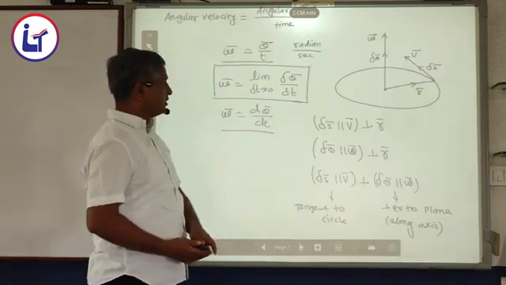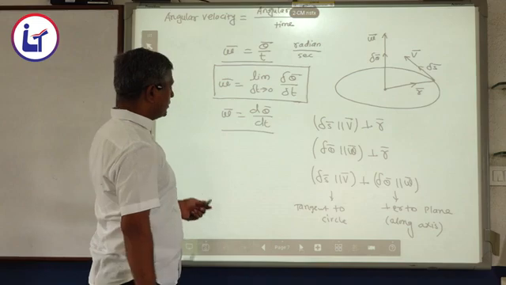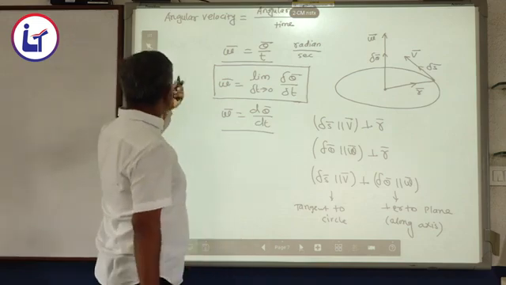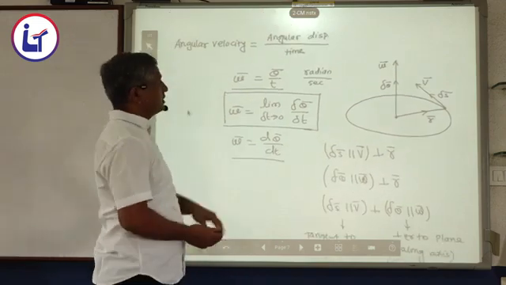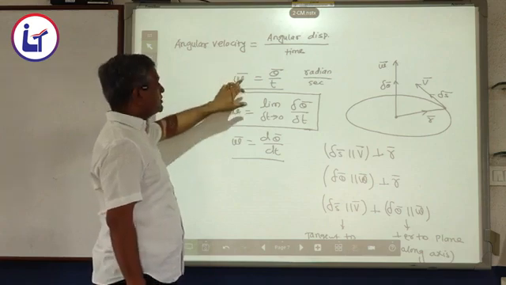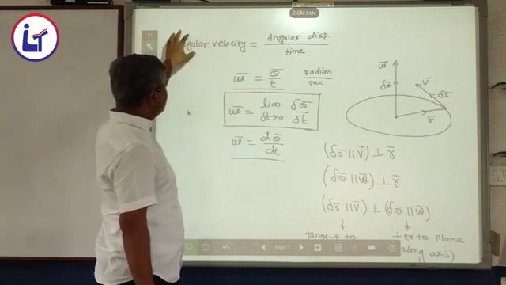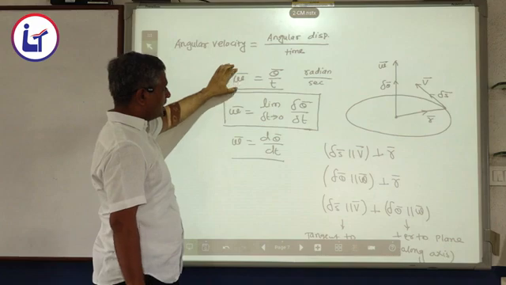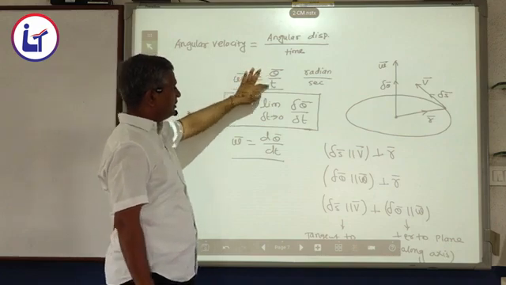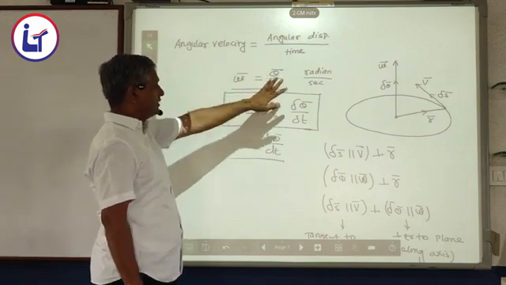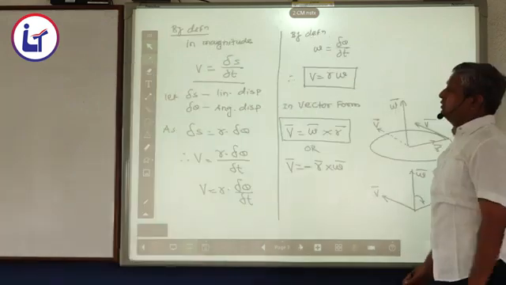First of all, about the angular velocity in detail again. So what is angular velocity? Angular velocity is nothing but angular displacement per unit time. Angular velocity is denoted by omega. Omega bar is the angular velocity, theta bar upon t, angular displacement upon time. Radian per second is the unit.